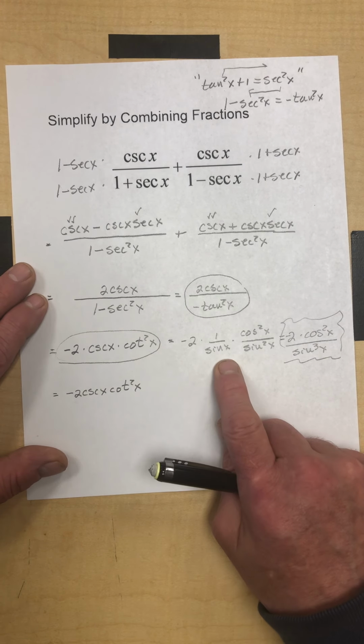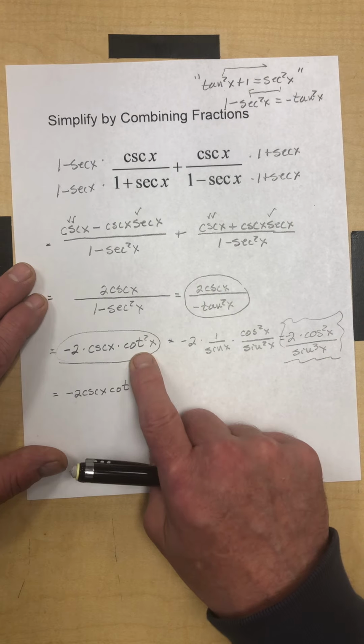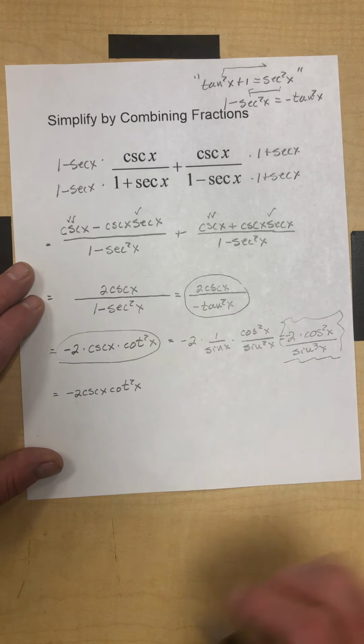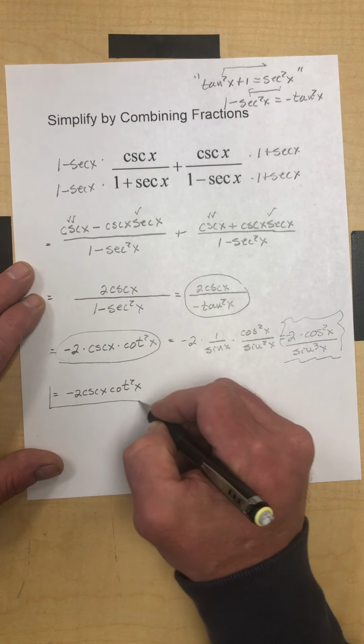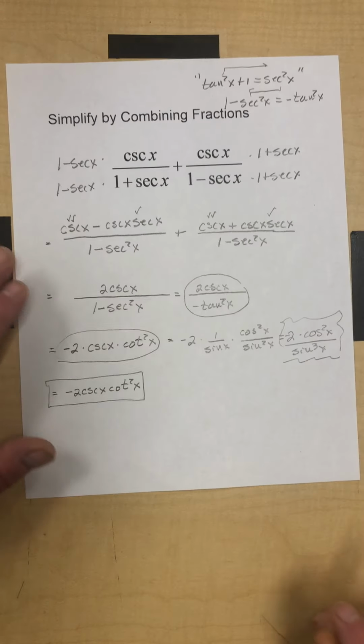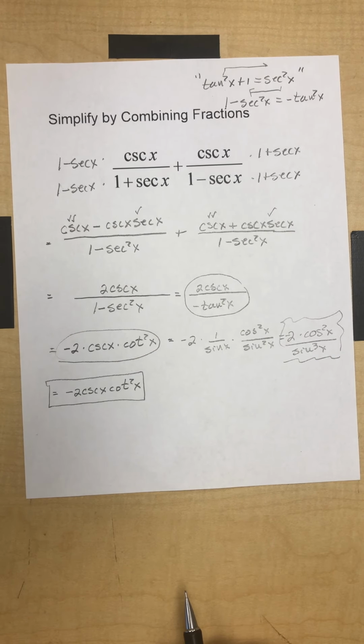So that's 1 over sine, and that's cosine squared over sine squared. There's nothing else we can do. So this would be your best form of the answer. And there's really nothing else we can do with that. I don't see anything else that we could do with that guy, so let's go.